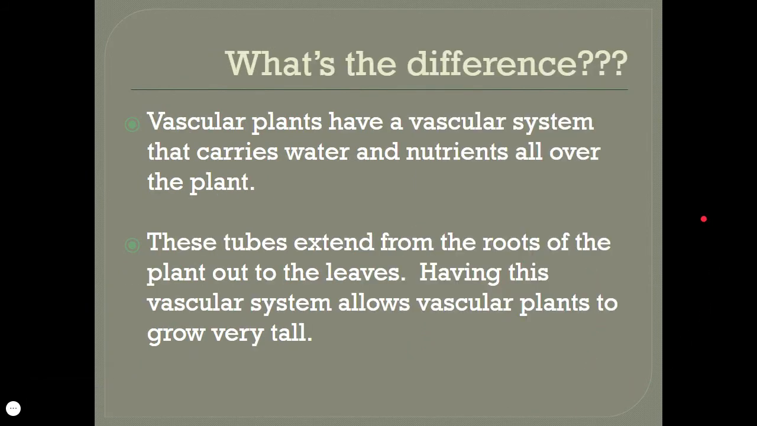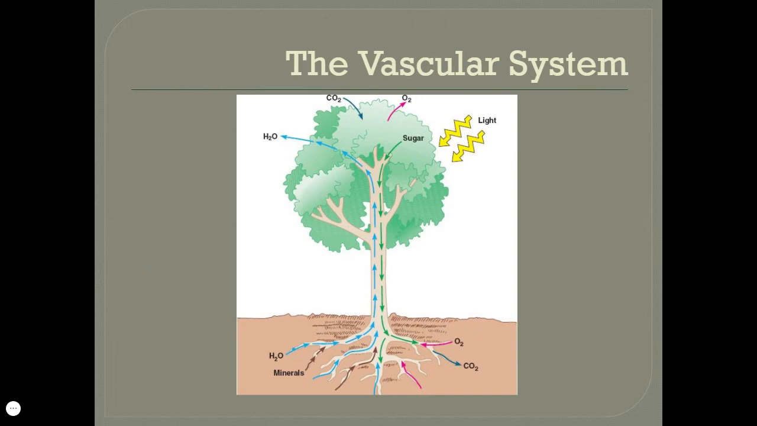So what's the difference? Vascular plants have a vascular system that carries water and nutrients all over the plant, kind of like humans have a vascular system that carries our blood all over our body. So these tubes that make up the vascular system of a plant extend from the roots of the plant out to the leaves. Having this vascular system allows vascular plants to grow very tall, as we've seen with trees. Trees tend to grow very tall.